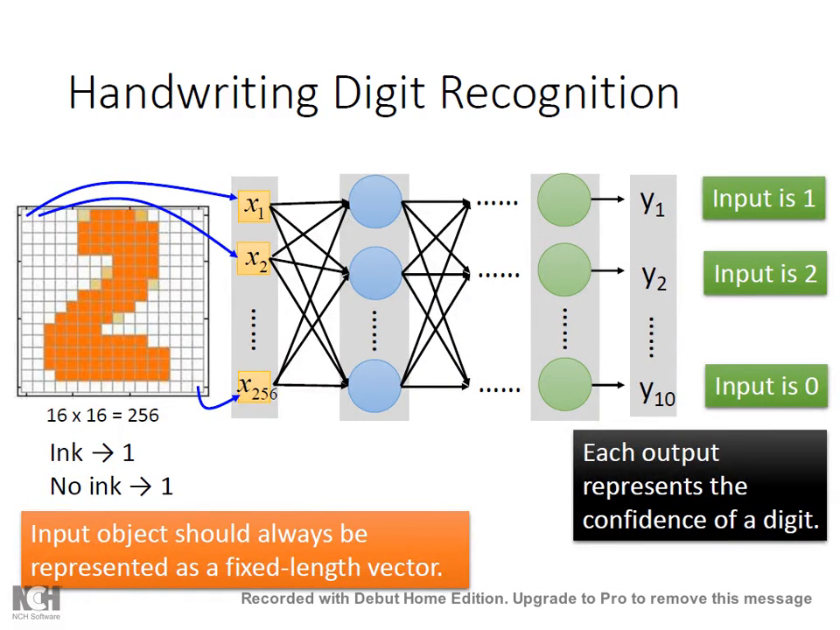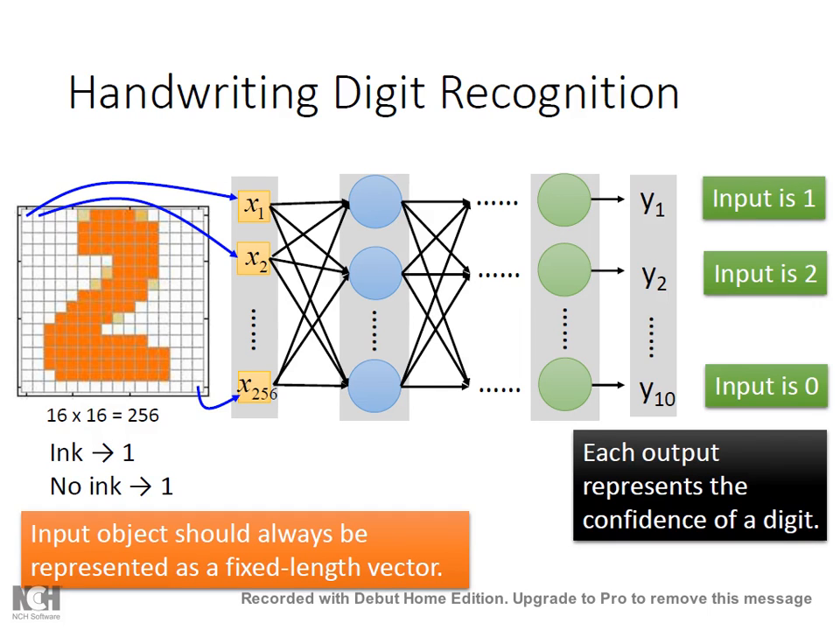So how to do this? This image is well segmented. It's actually 16 by 16 resolution, so we will have 256 pixels in this image. Here, where there is ink, it is treated as 1, otherwise it should be 0. I think there is an error here. It should be 0.